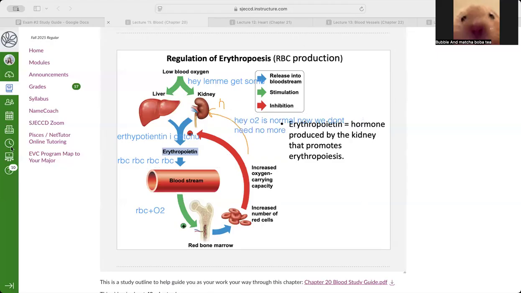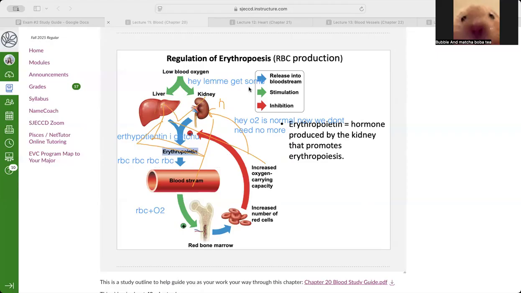And then what happens is they're like, we're stopping this. You don't need any more. I don't need any more. Let's stop erythropoietin. And then it's done. So, summary? Let me summarize. So what happens?